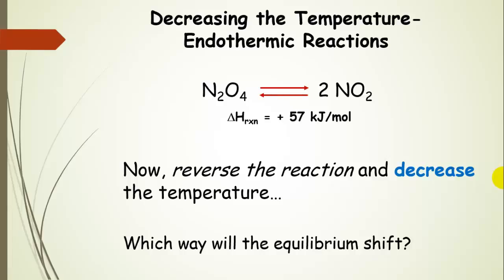Now let's mix it up a little bit. Let's both reverse the reaction, so write it in the reverse direction, which is what I did here. So dinitrogen tetroxide now is in equilibrium with nitrogen dioxide as a product. And when I did that, I needed to change the sign on the enthalpy. So remember, when you reverse a reaction, then you give delta H the opposite sign. And now we're going to decrease the temperature. So we both reverse the reaction and decrease the temperature. Pause the presentation and figure out which way this equilibrium is going to shift.